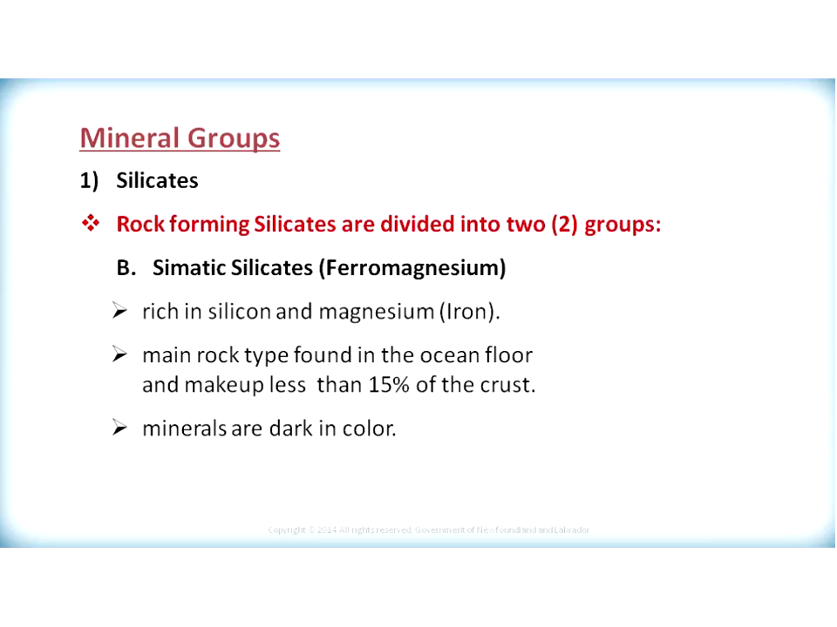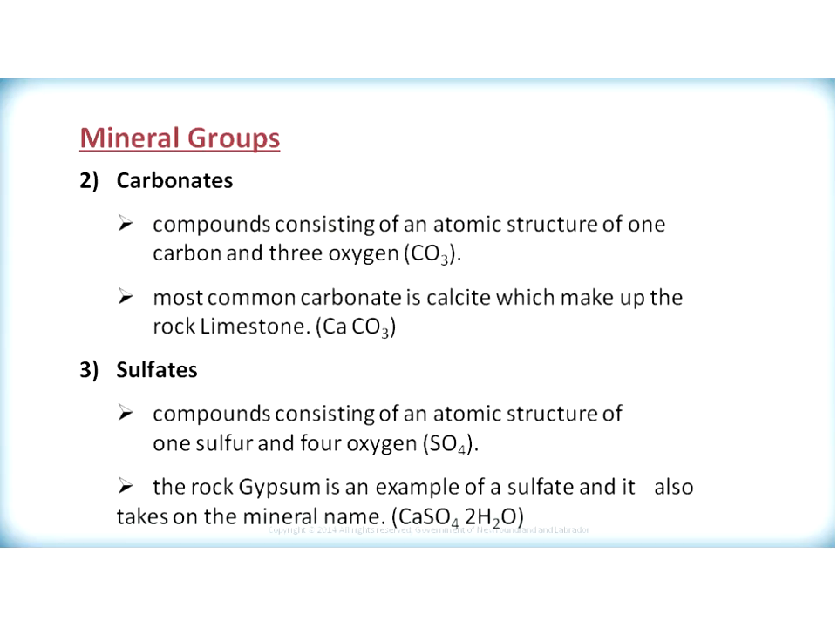So, in review, simatic silicates are generally made up of the elements silica, magnesium, and iron. They make up approximately 15% of the Earth's crust, mainly found in the ocean floor.